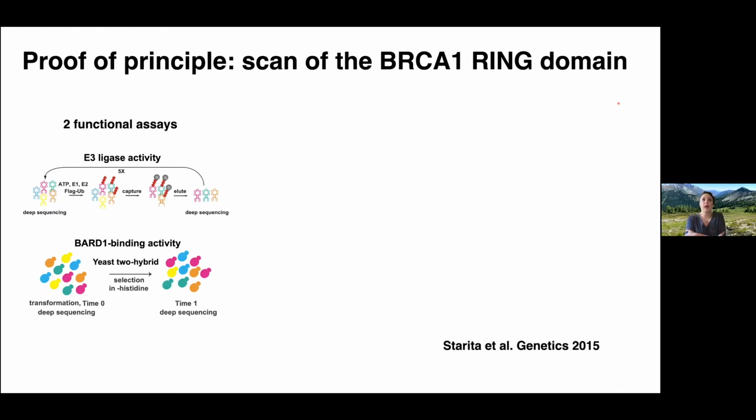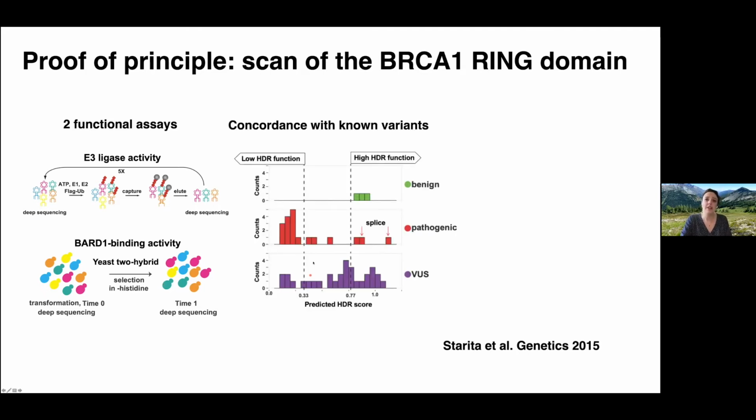So the first proof of principle we published was this scan of the BRCA1 ring domain. So we developed two multiplexable assays here. First, BRCA1's N-terminus is an E3 ubiquitin ligase ring domain. And so we had a phage assay to determine that. And then it has to bind this other protein called BARD1 or it doesn't fold. And we had a yeast-2 hybrid assay. And combining the results from both of these deep mutational scans, we were able to fairly well separate known benign and known pathogenic variants that overlap this data set.